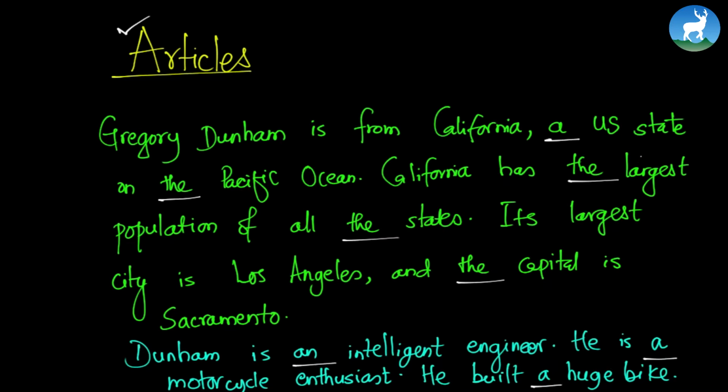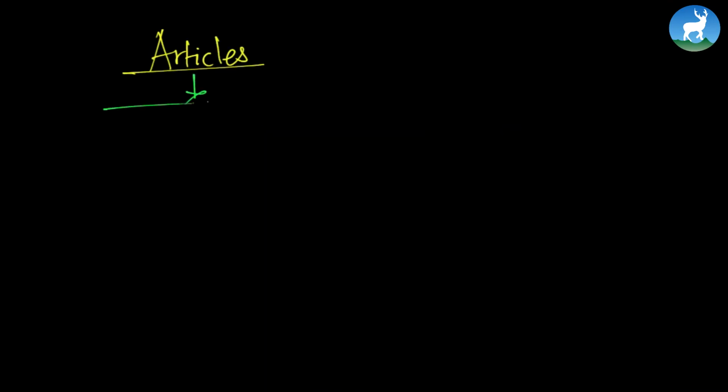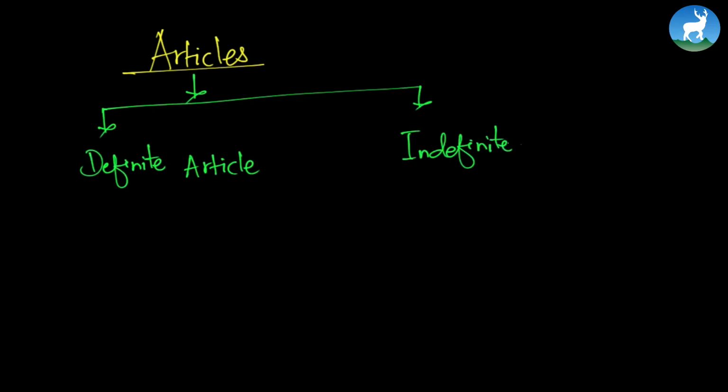Now the question could be, what are articles? Articles are words like a and the, right? So these little things are called articles. Words like a, an, and the are called articles. Now let's study articles in detail. There are two kinds of articles and they can be divided like this. The first one is called the definite article and the second one is called the indefinite article.